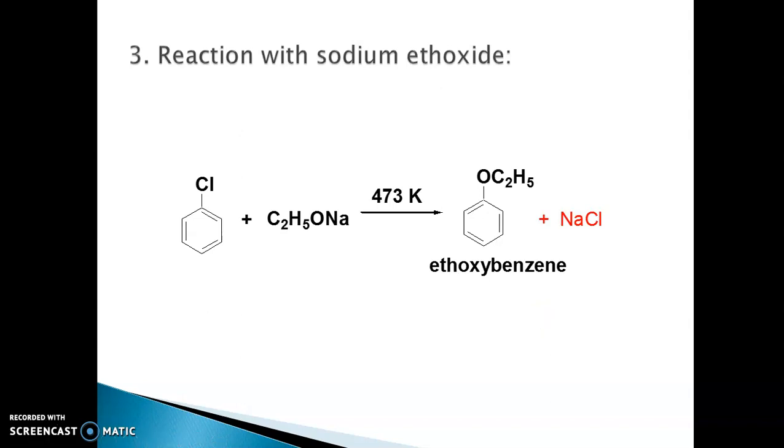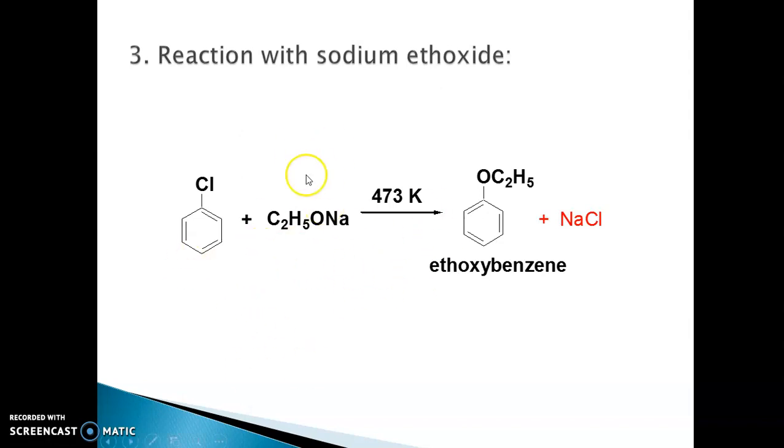Then the third and last reaction of chlorobenzene is the reaction with sodium ethoxide. Now see here, whenever alkyl halide reacts with sodium alkoxide, NaCl is removed and we get the formation of an ether. This is the Williamson synthesis. If you remember the Williamson synthesis of alkyl halide which you have studied in 12th standard, RX reacts with the corresponding NaOR, then NaX is removed and we get the formation of R-O-R', an ether. Same reaction is here.